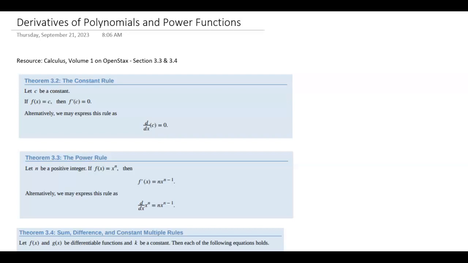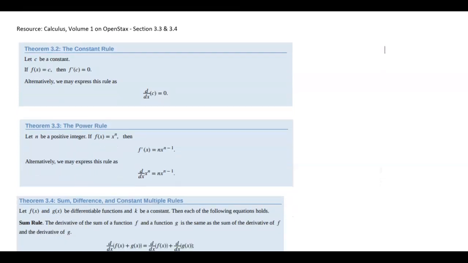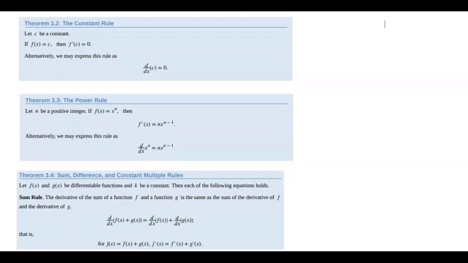All right, this video is going to be going over the basics of derivatives of polynomials and power functions. And so when we talk about the derivative of polynomials, first, we need to talk about the derivatives of constants. If you have a constant, then the derivative is going to be 0. The reason is, if you have a constant function, the slope of that line is 0. So the derivative of a constant is always going to be 0.